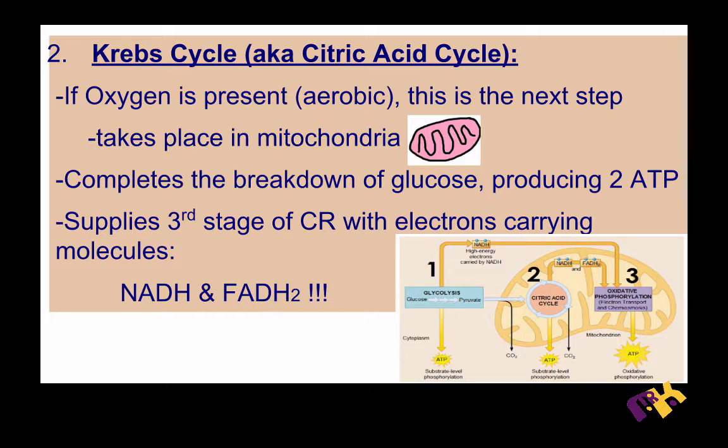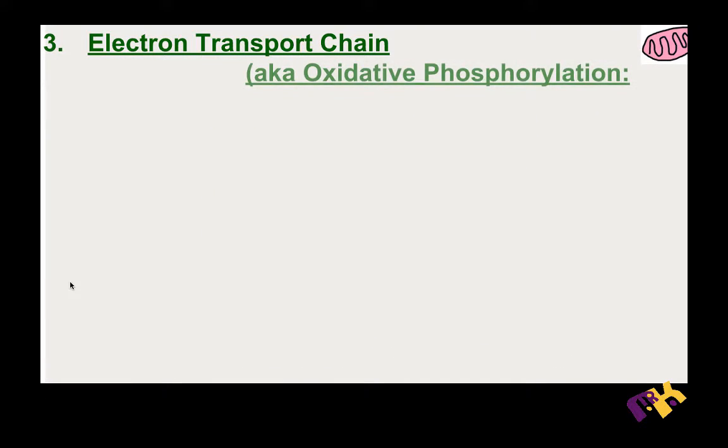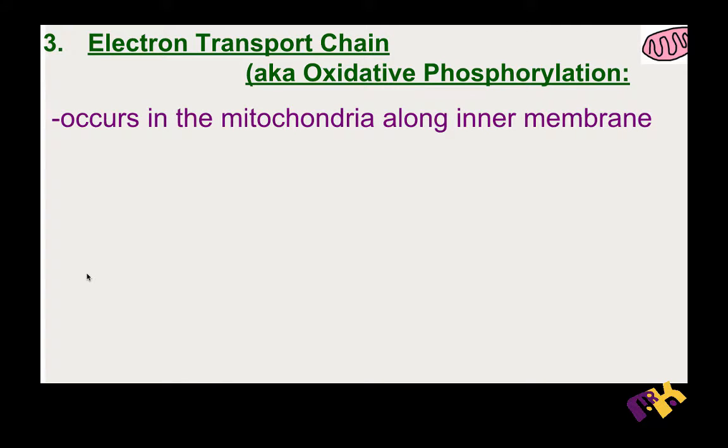So what are we going to do with them? We're going to move them into stage 3, the electron transport chain. We're going to offload these electrons into the ETC. Right, this is going to occur in the mitochondria, but along the inner membrane. It's very similar to what happens along the thylakoid membrane in photosynthesis.